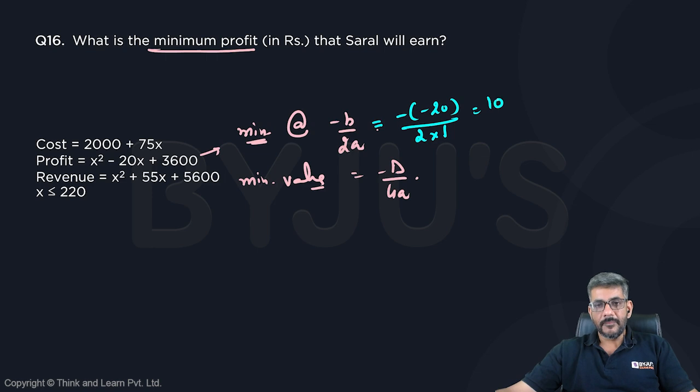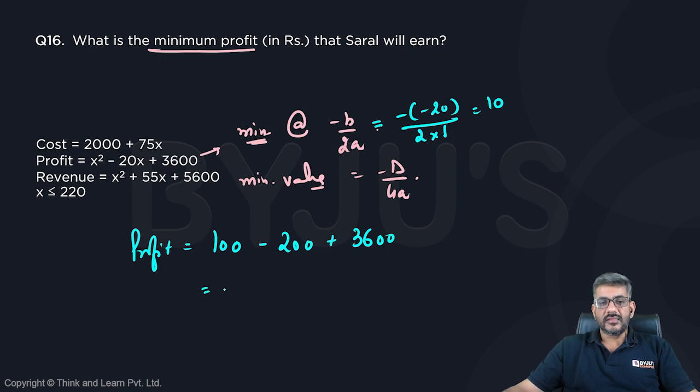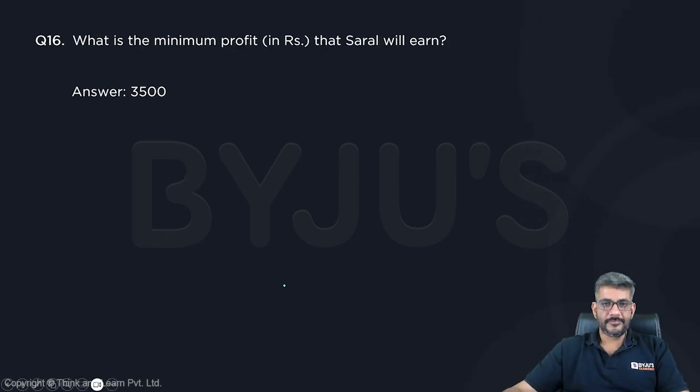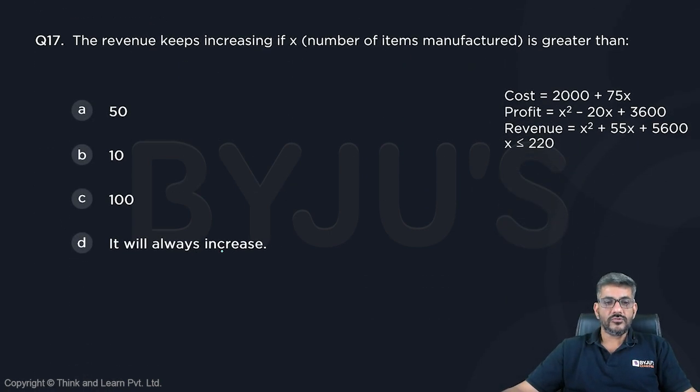This gives me 10. And if I put 10 over here, the value of the profit will come out to be 10 square, that is 100, minus 20 into 10, that is 200, plus 3600, and 3700 minus 200, 3500 is the minimum profit that Saral will earn. So answer for this question is 3500. Let's move ahead now to question number 17.